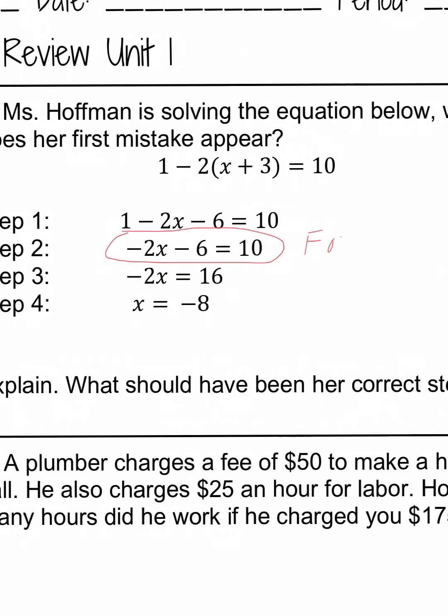Forgot to combine one and -6. Okay? So that's the first mistake that the person made. They forgot to do 1 minus the 6. You should have gotten -5 instead here. Okay?